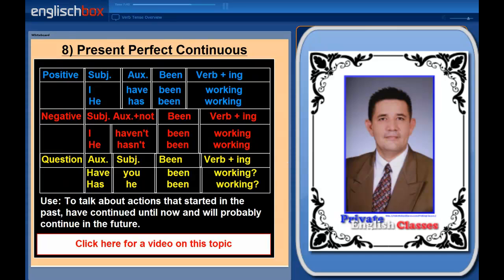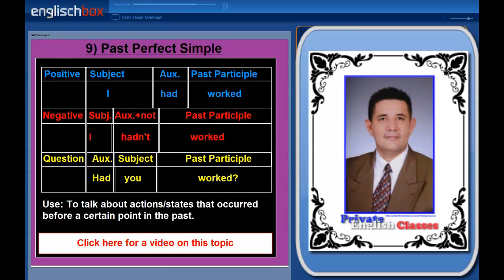The present perfect continuous is also used to describe actions that started in the past and continue in the present, but we concentrate a little bit more on the duration of the action. We talk about how long we have done something or we have been doing something with the present perfect continuous. We form this with the subject, the auxiliary have or has, the verb to be in past participle, been, plus the verb with ing, the present participle. I have been working, he has been working. In negative, we use haven't or hasn't. And in the question, we have to begin the question with have, or in third person, has.